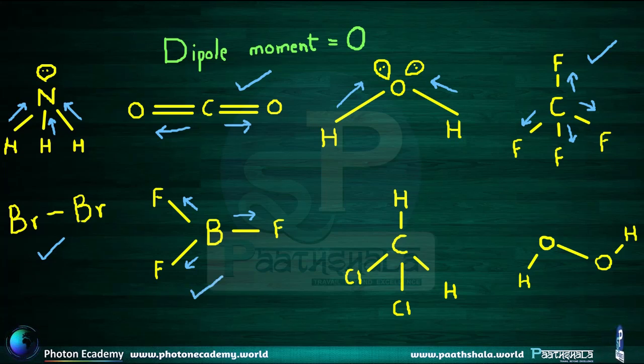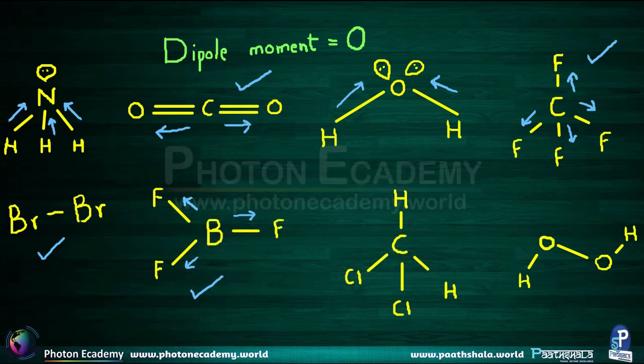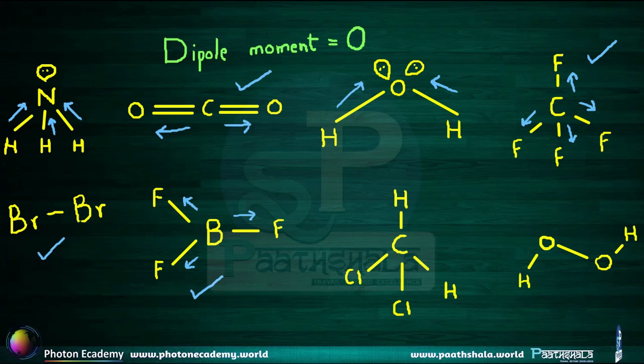CH2Cl2 has a tetrahedral structure and there are dipole moments. The vector sum of these dipole moments is not equal to 0, giving a polar molecule. Hydrogen peroxide has an open book structure which is non-planar, hence the dipole moments do not sum up to 0, giving us a polar molecule.